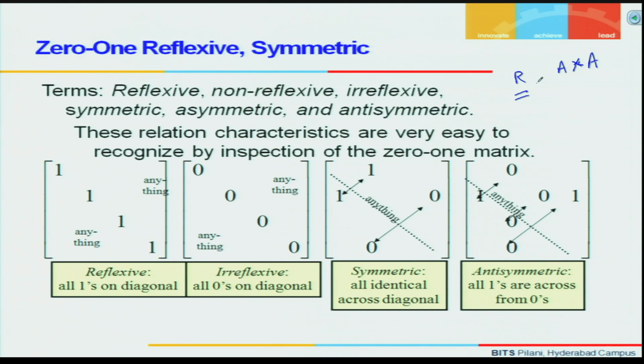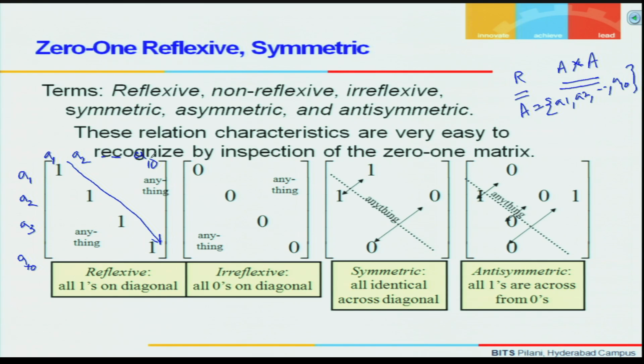Then I can always say that if that particular representation has all diagonal elements as ones, what can I conclude? Basically my relation is acting on A. Suppose A has the elements A1, A2, so on, A10. I am going to have 10 rows like this and 10 columns like this, isn't it? When the tuple A1 comma A2 is there in relation R, I will put 1 here, otherwise I don't put anything. That is how my matrix will be looking.